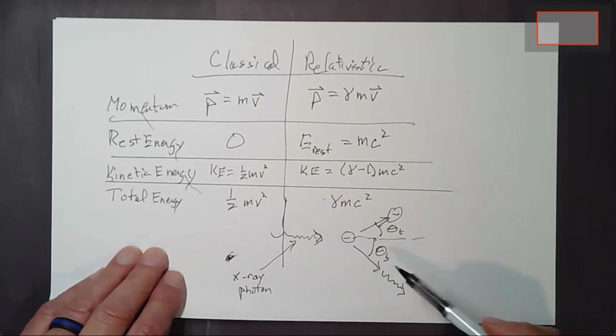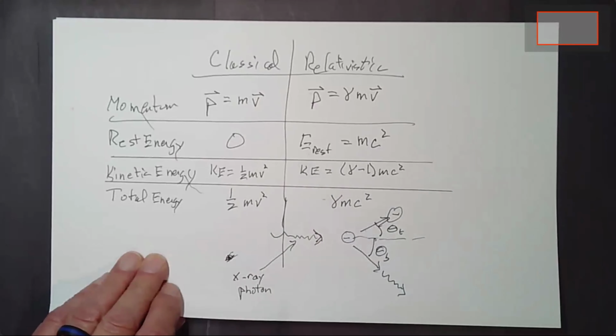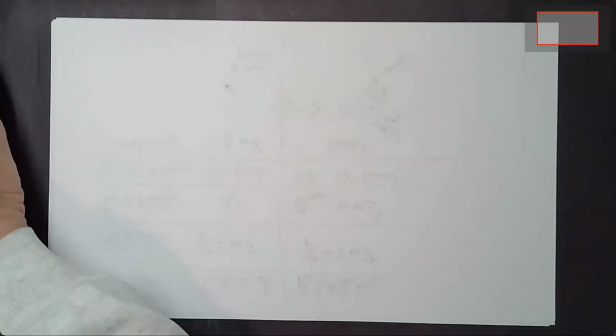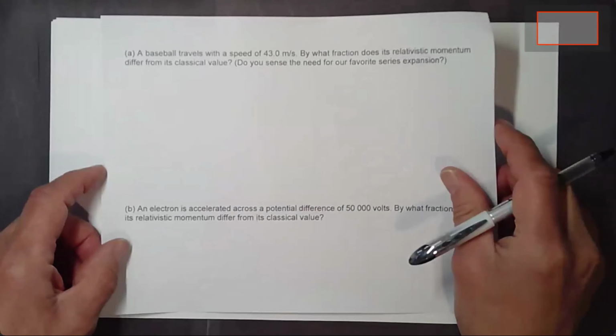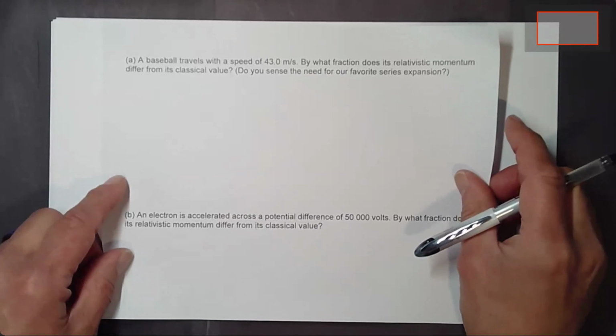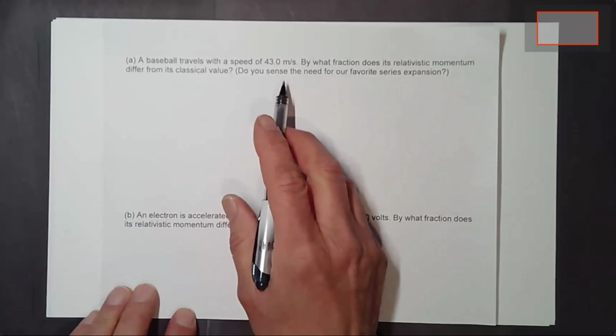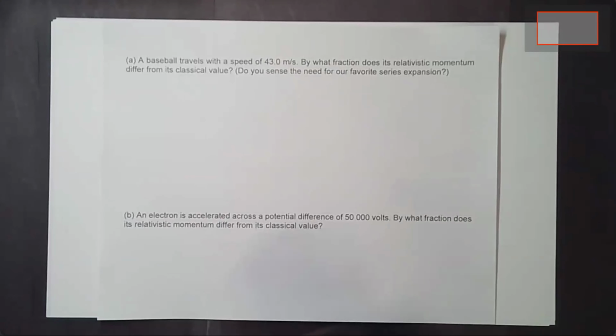But we're not going to do that. We'll stick with one-dimensional things. So let's start off. A baseball travels with a speed of 43 meters per second. This would be about 97 miles an hour, so that's a pretty darn good fastball anyway.